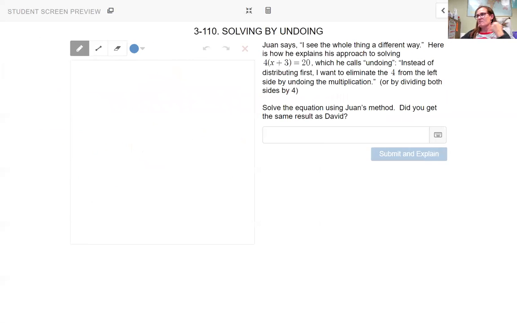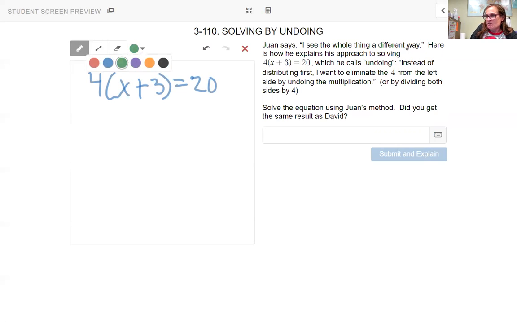Okay, page 5. Juan says, I see the whole thing a different way. Here is how I look at it. Here's how he explains his approach to solving 4 times x plus 3 equals 20. He calls it undoing. Instead of distributing first, I want to eliminate the 4 from the left side by undoing the multiplication, or dividing both sides by 4. So we've got 4 times x plus 3 equals 20, and he did the undoing of multiplication by dividing both sides by 4.